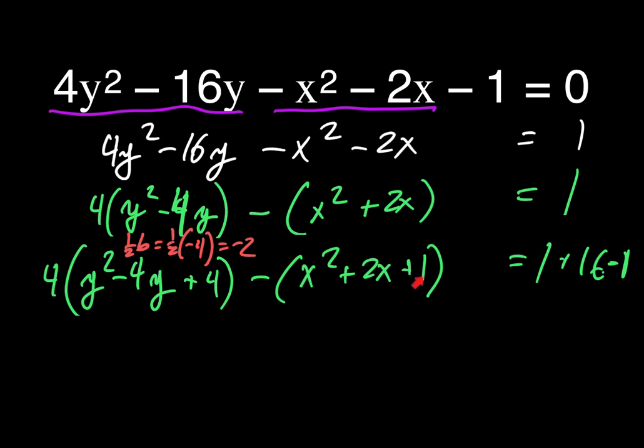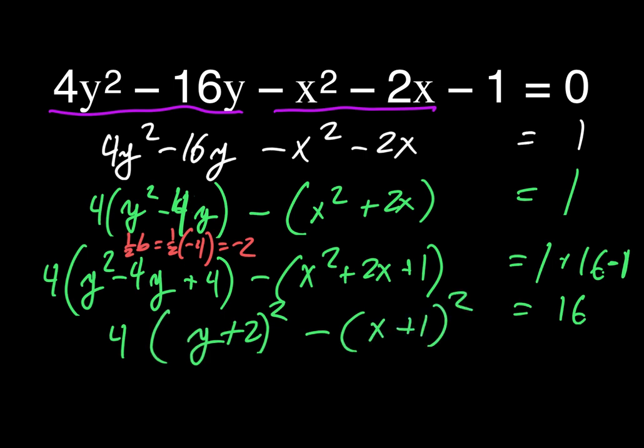Because although I'm adding 1 inside the parentheses, realistically, when I took that negative out, if I were to distribute it back in, it's a minus 1. If I distribute this 4 back in, it's a 16. That's why it was the 16. On the right-hand side, I have 1 plus 16 minus 1, which is 16. On the left, I have 4 times y plus 2 squared minus x plus 1 squared.